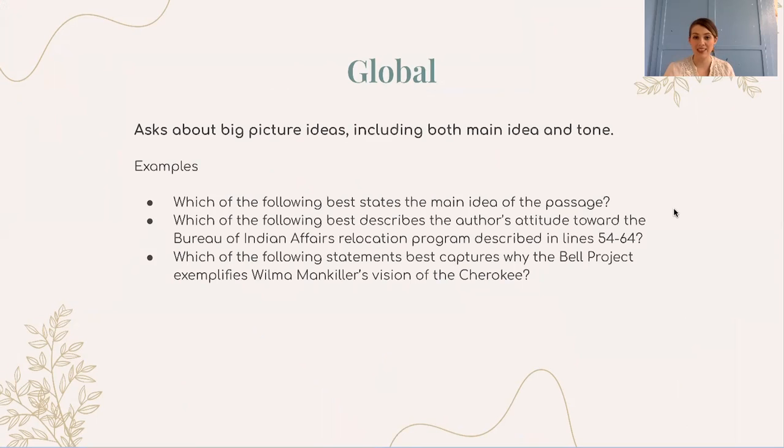Some examples are listed. Which of the following best states the main idea of the passage? Which of the following best describes the author's attitudes toward the Bureau of Indian Affairs relocation program described in lines 54 through 64? Which of the following statements best captures why the Bell Project exemplifies Wilma Mankiller's vision of the Cherokee? So it's looking at the passage as a whole, or chunks that are really large. This is why we read the whole passage first before we answer the questions.